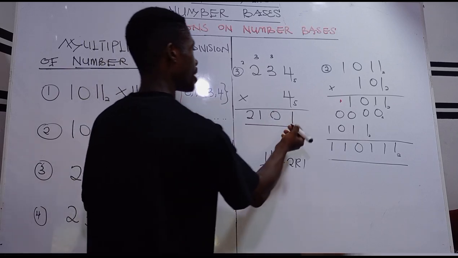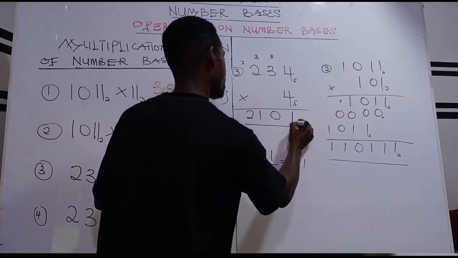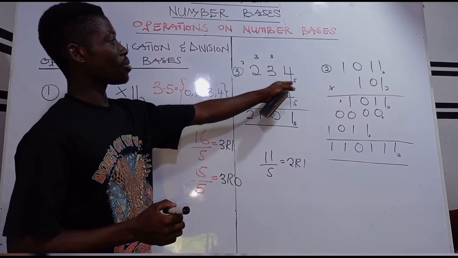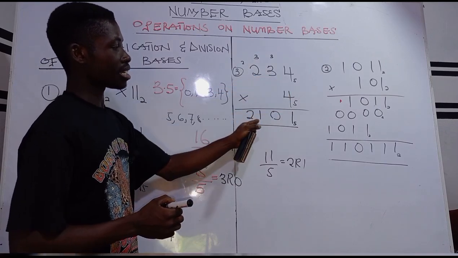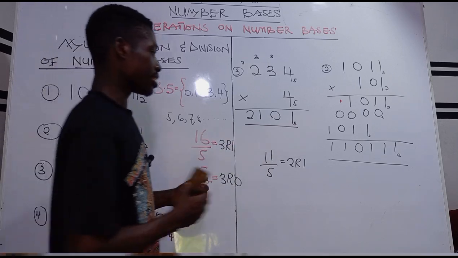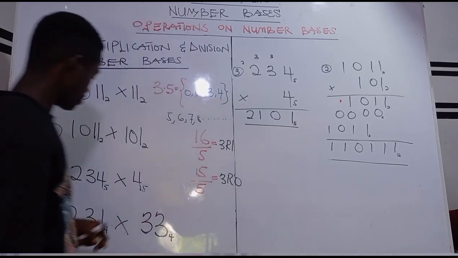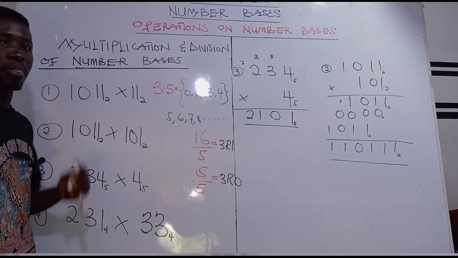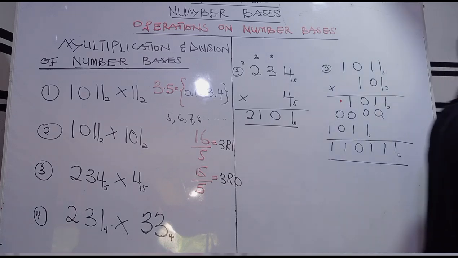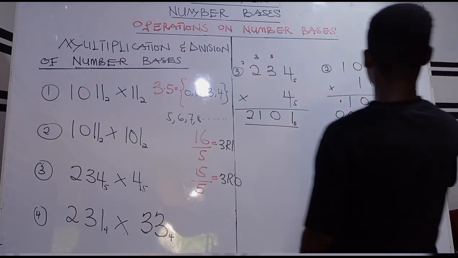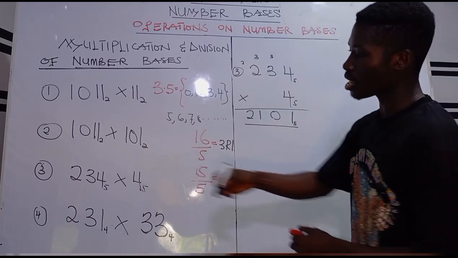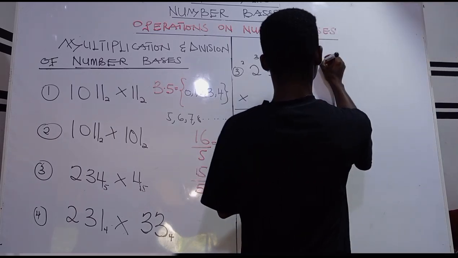And at the end, we add our base to the number. So 234 base 5 multiplying 4 base 5 gives us 2101 base 5. Very, very easy. Now try your hands on example 4. Just 30 seconds, try your hands on it. So let's solve it together. We have 231.